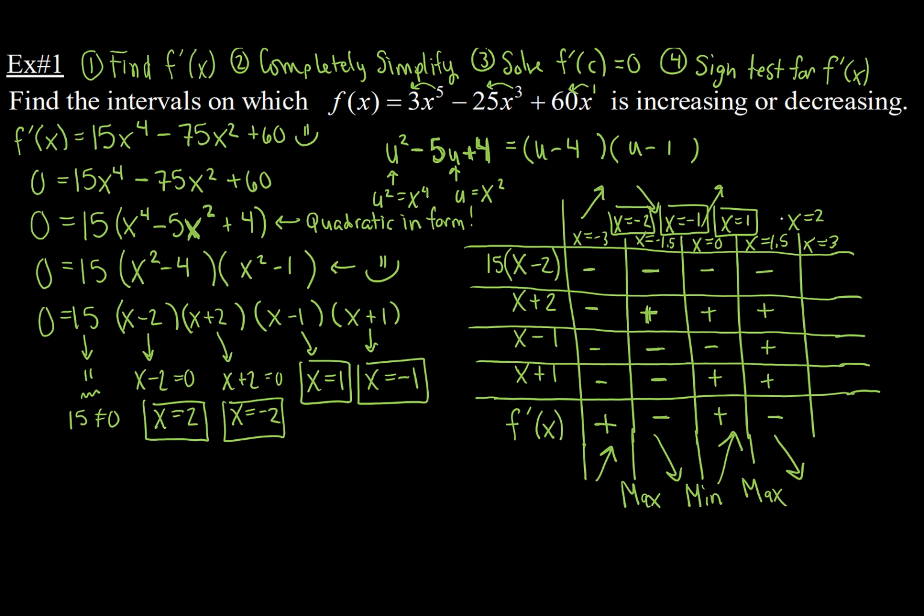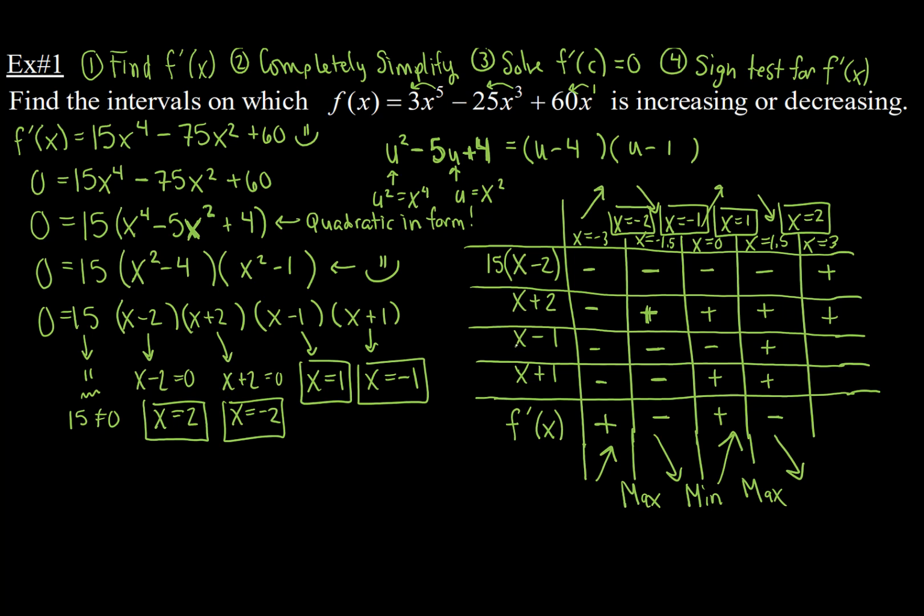My next critical number is x equals 2. So I'm going to look at values larger than 2. So 3. I'm going to plug those in. So 3 minus 2 is going to give me a positive 1 times 15. Gives me a positive. And then for 3 plus 2, I'm going to get a positive 5. Remember, I don't care about the numbers. I care about the signs of the numbers.